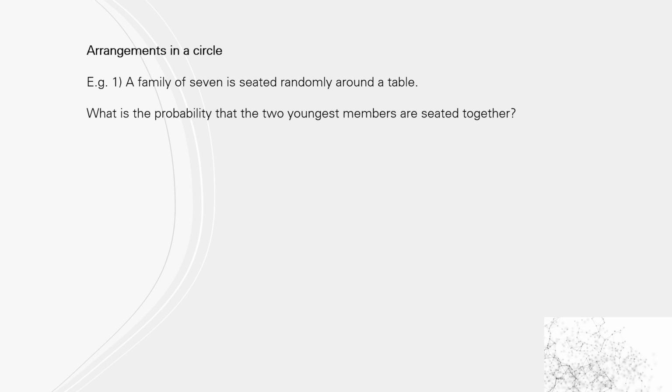A family of 7 is seated randomly around a table. What's the probability that the two youngest members are seated together? Let's just focus on the family of 7 first, sitting them around the table. The first person is seated, and that leaves you one less than 7, so that's 6 factorial, which is 720 ways of placing all of the members. Now remember, in probability, that's the number that goes on the bottom because that's the total number of ways.